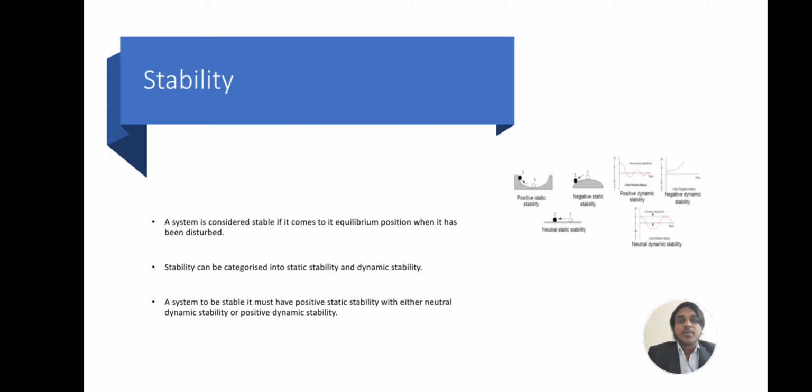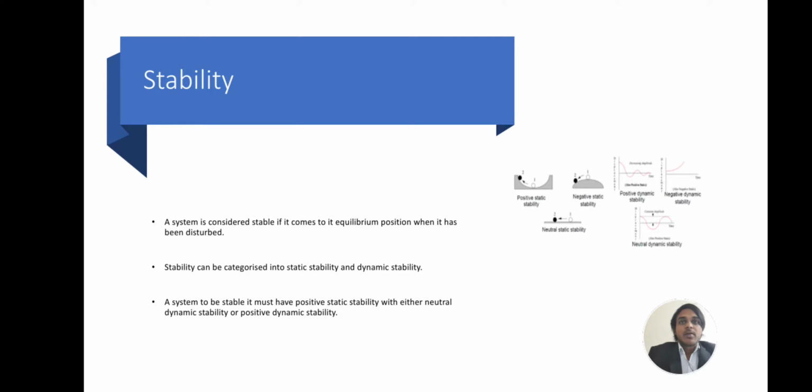Let's talk about the stability of an aircraft. An aircraft is considered stable if it comes to its balanced position when it has been disturbed by an atmospheric phenomenon like a wind gust, wind gradient or turbulent air.